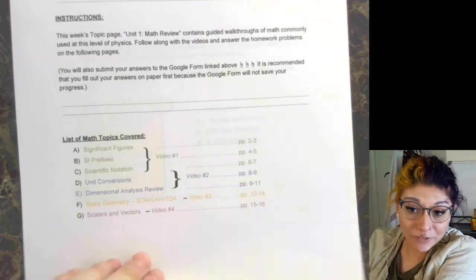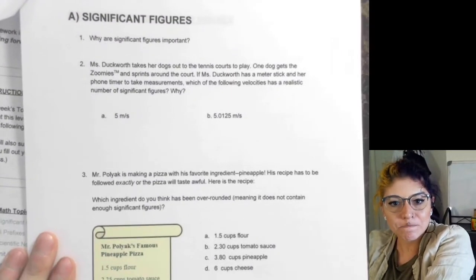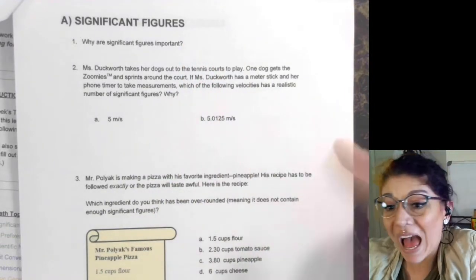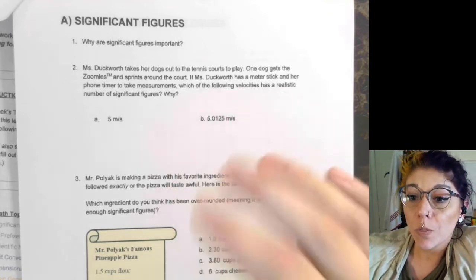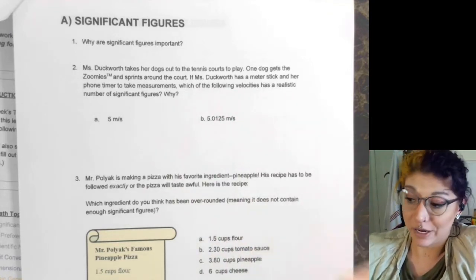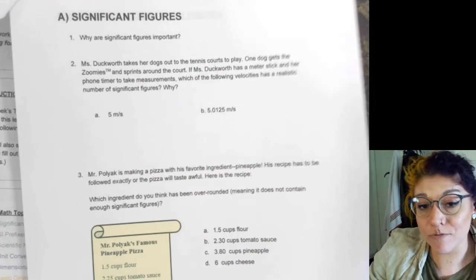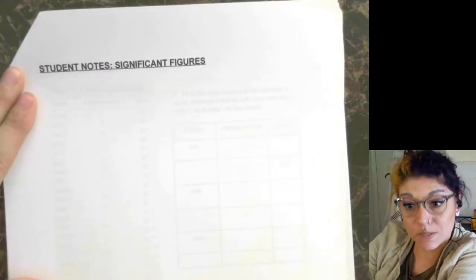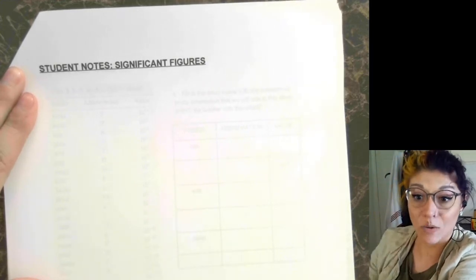So additionally, I want to point out how this packet is laid out. So, for example, part A, sig figs. The questions in this packet are actually the homework questions that are on the Google form, okay? The questions that I'm going to go over, like through this guided video, are not these questions, okay? However, I do give you a spare page at the back of each section for your own notes. So this is where I would recommend you take notes on what I am going over right now in this guided lecture.